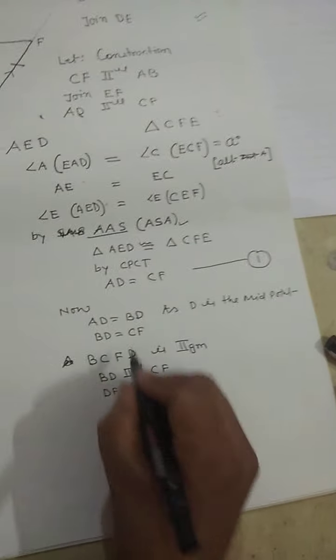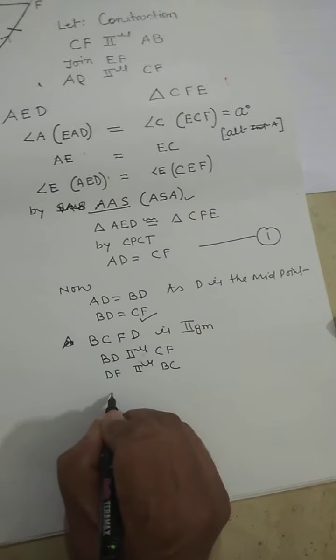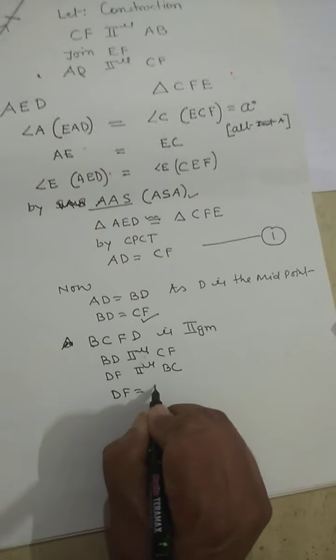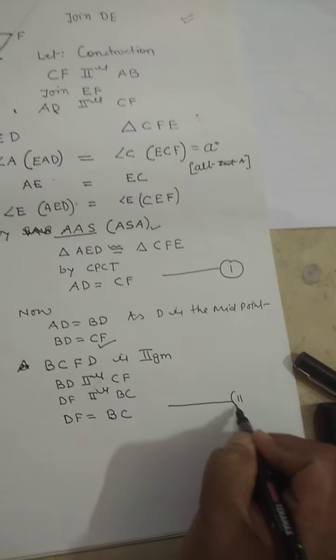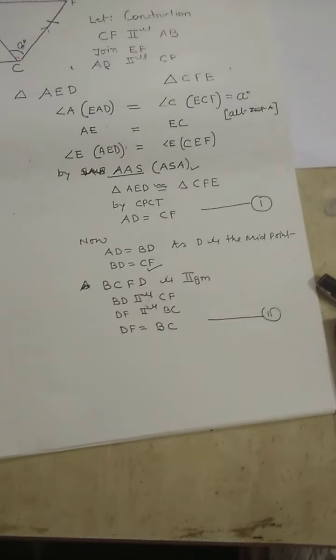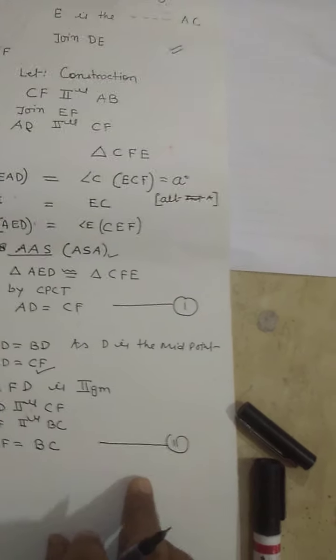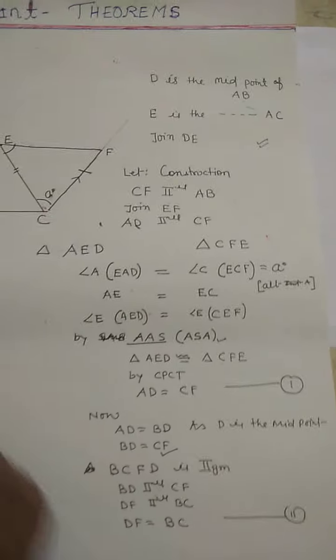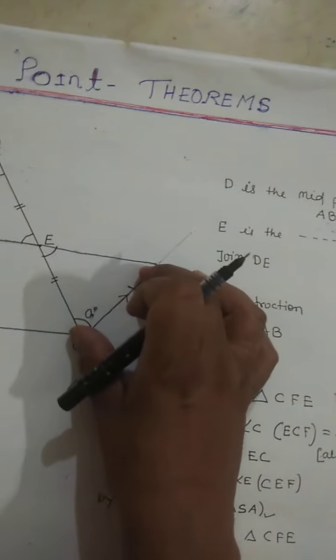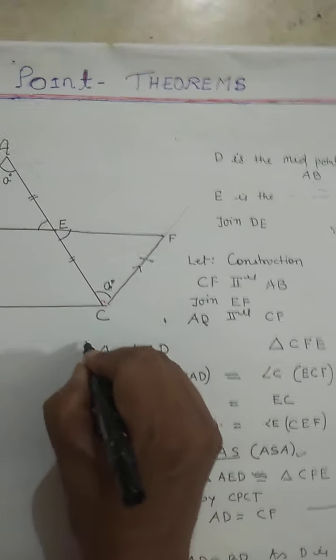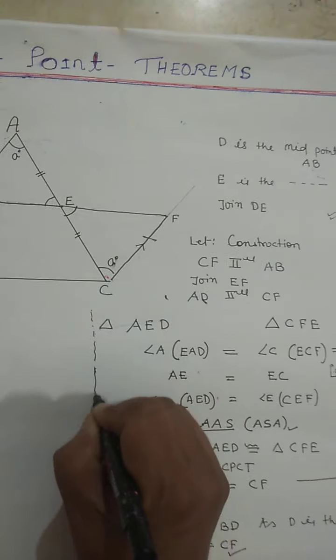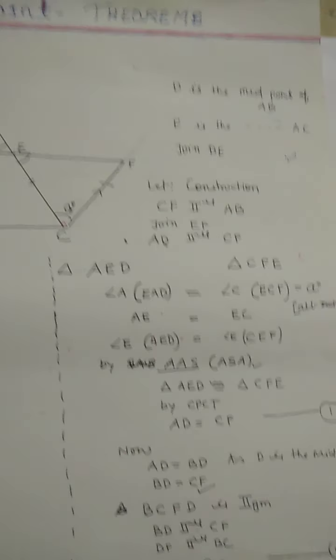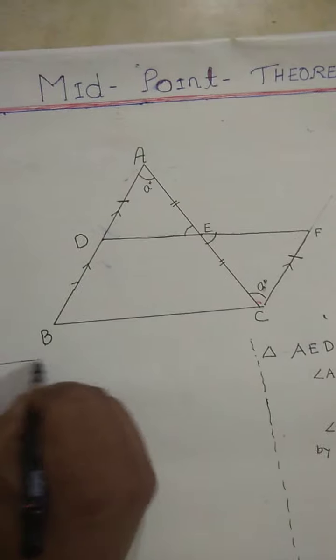Already we discussed BD is equal to CF. So we can say DF is equal to BC. This is your second formation. DF is equal to BC. So we already proved this line and this line equal, AD and CF equal. So now I am going to give you the final result.